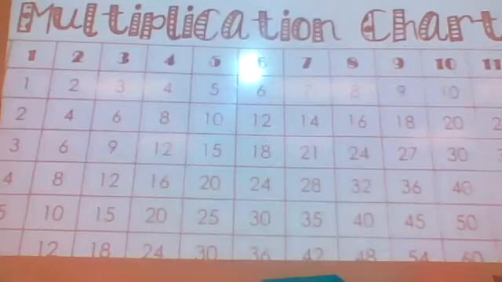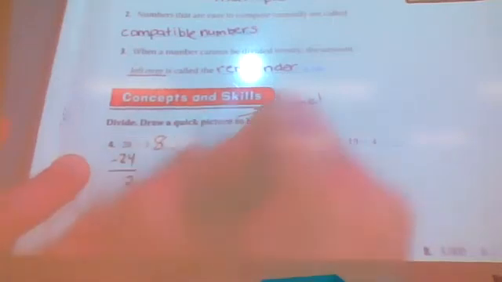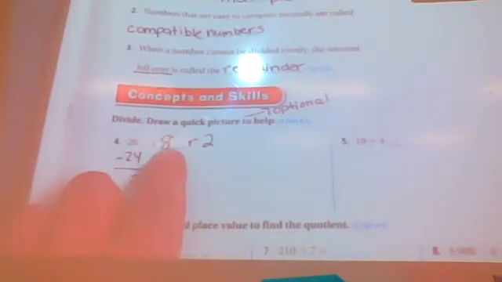Okay, so if we take the 24 from the 26, we are left with 2. That is our remainder. Okay, 3 can go into 26 8 times. Now, however, 3 times 8 is 24. Okay, we did not get all the way up to 26. We had 2 left. That is our remainder. Okay?